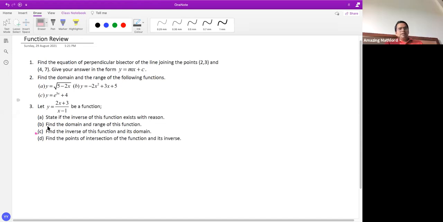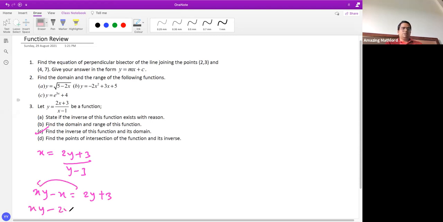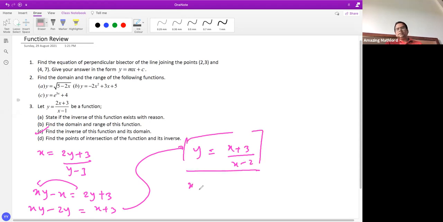The next step is to find out the inverse of the function and its domain. So obviously for the inverse function, you interchange x with y. So it'll become xy minus x equals 2y plus 3, and make y the subject. So xy minus 2y equals x plus 3. Now if you take y common and divide to the other side, it'll be x plus 3 over x minus 2. Now, of course, here the domain is x belongs to real numbers, x should not be 2, which is basically the range of the original function. So the domain is the range and the range is the domain.